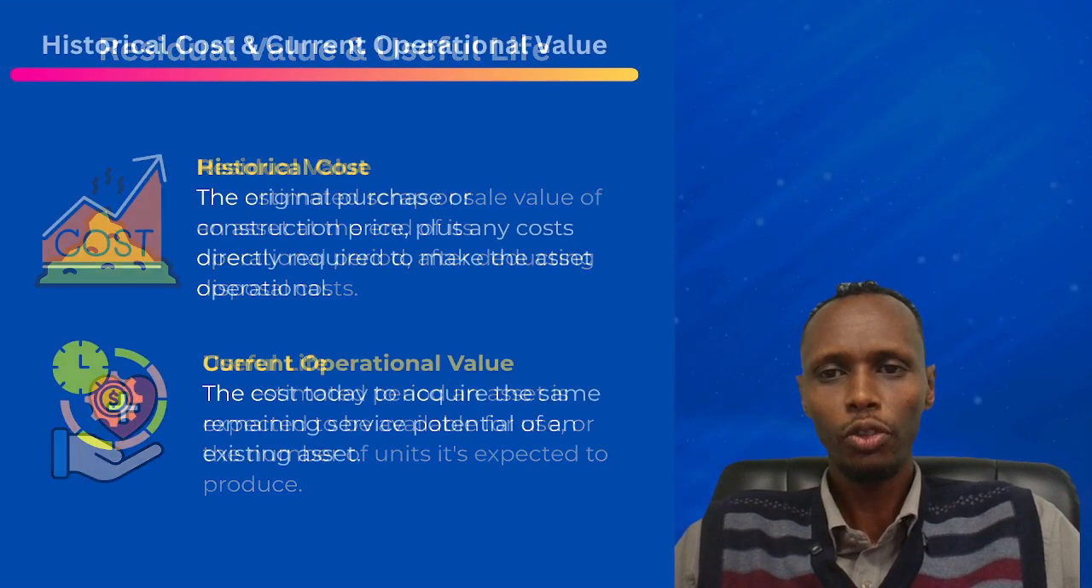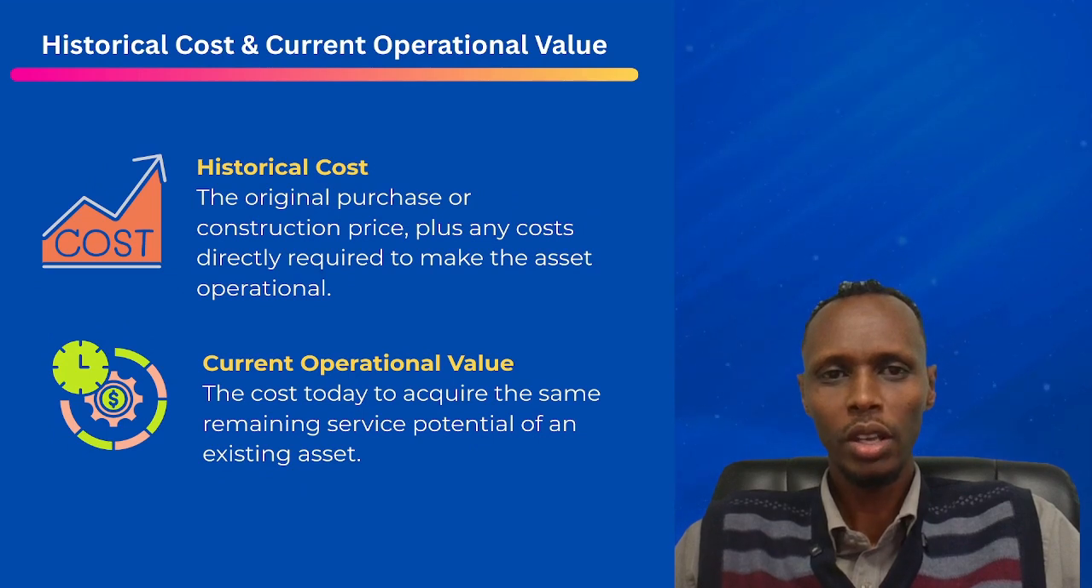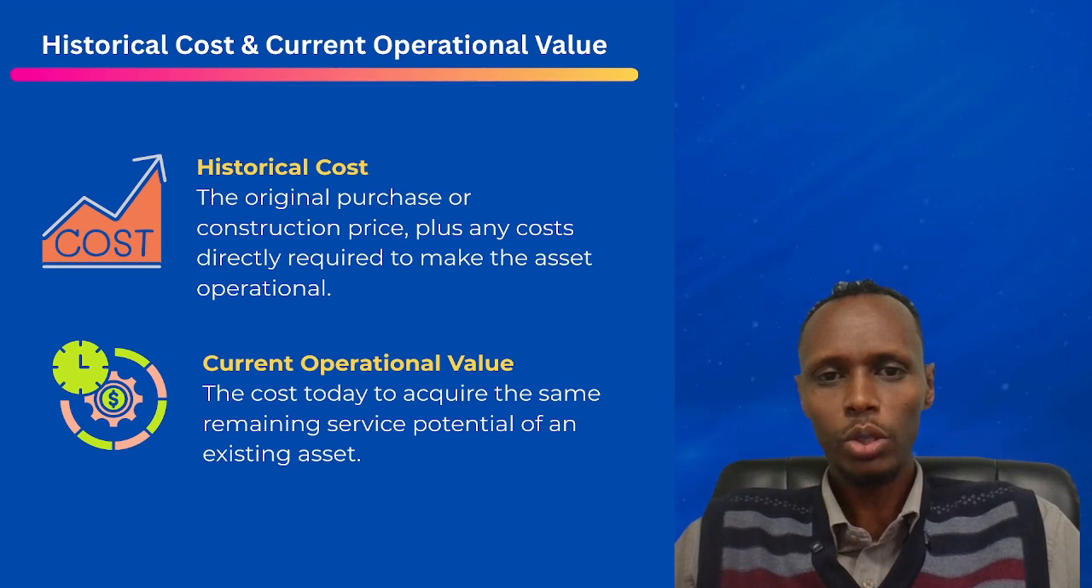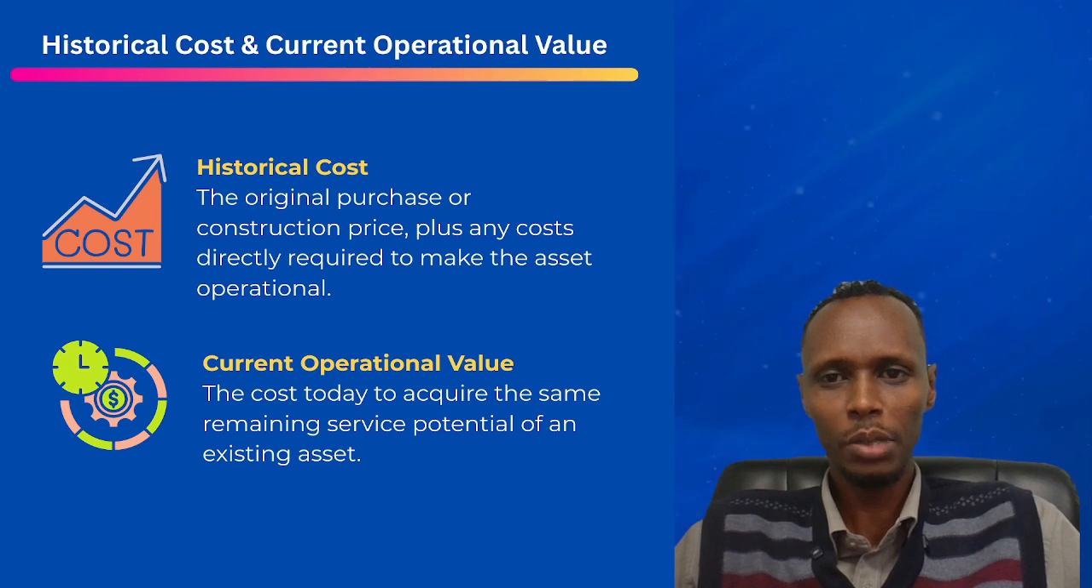Next, we move to historical cost versus current operational value. Historical cost is the cost you purchased that asset for, the amount you paid. It is the original price, which includes the purchase price and any cost directly related to getting it ready for use, like delivery, site preparation, and installation fees.